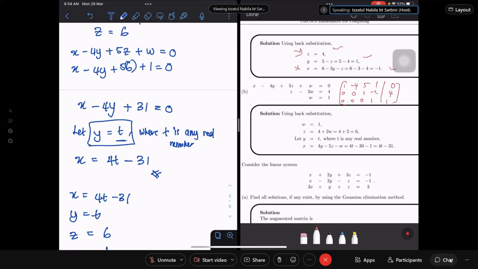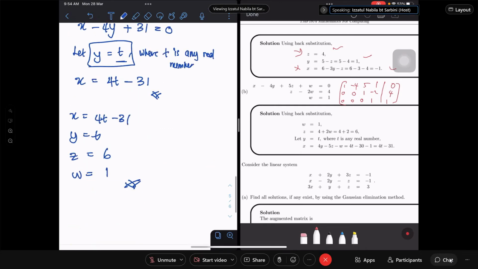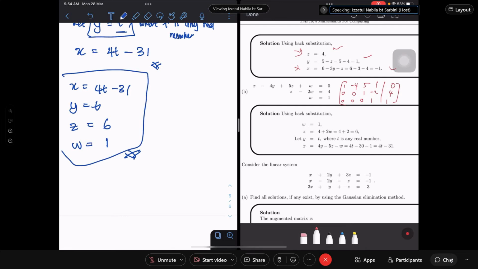We don't want solutions where x equals 4y minus 31. No, that is not a solution. You cannot write the solution in terms of the variable y. You have to let it as a free variable. That is how you write your solution. This is how you write a solution for many solutions.